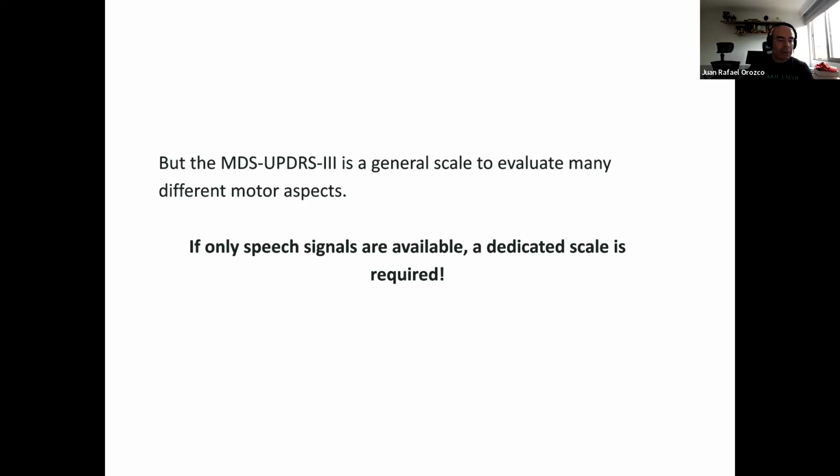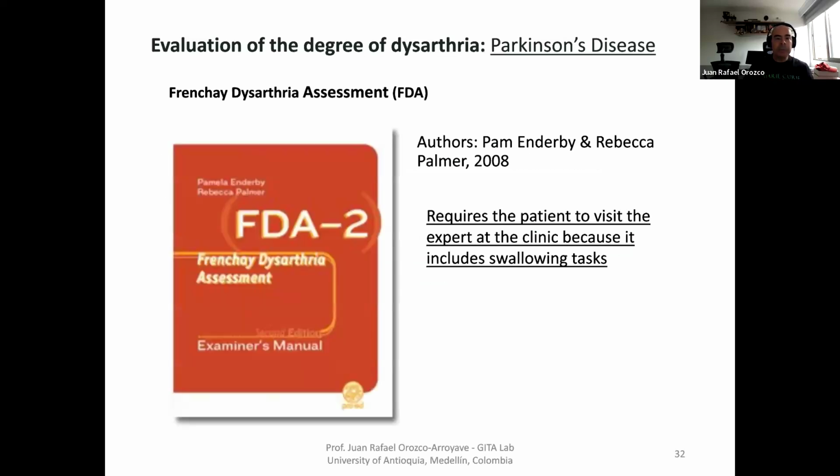It includes upper limbs, lower limbs, mental state. Speech is only one item. So probably to evaluate this clinical examination, only considering one item is not fair with the model. Then what we did was to see in the literature which evaluation protocols exist for dysarthric speech. And then we found this Frenchay assessment from the University of Sheffield.